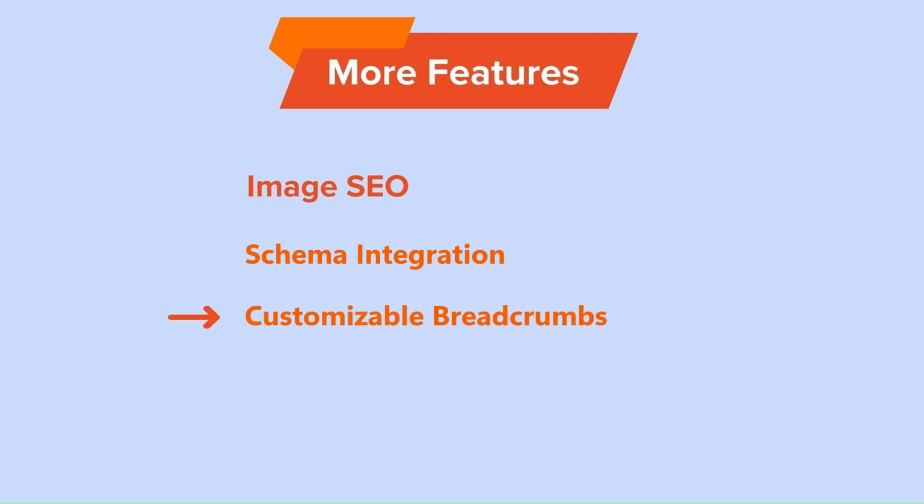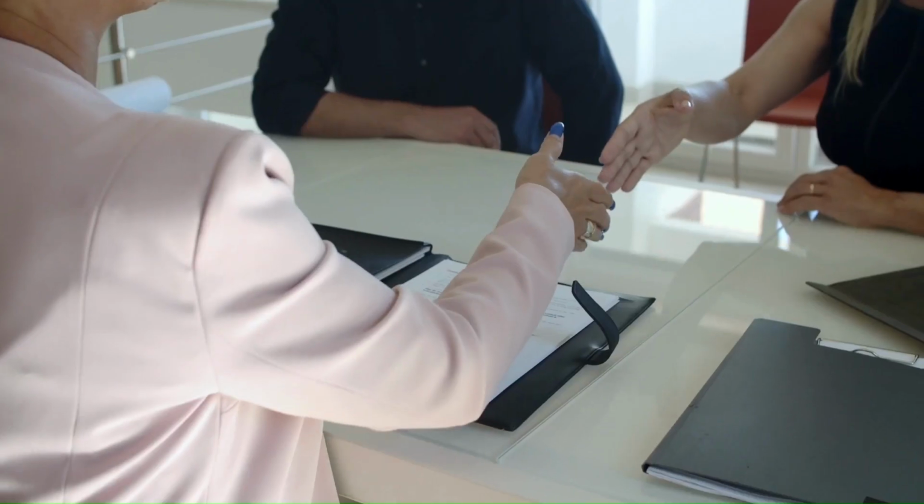In this video, we have covered the most commonly used SEO features. However, more optimization options are available, such as image SEO, schema integration, customizable breadcrumbs, WooCommerce SEO, and more. For now, it's a wrap.